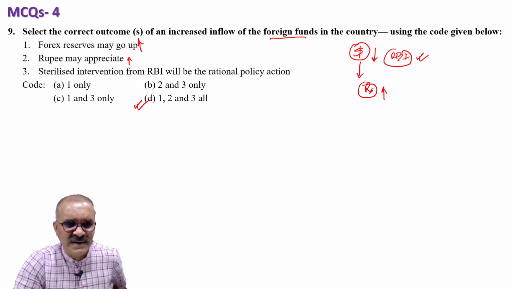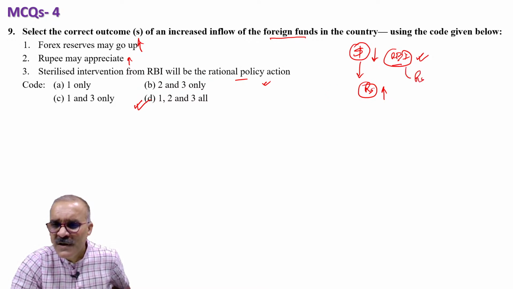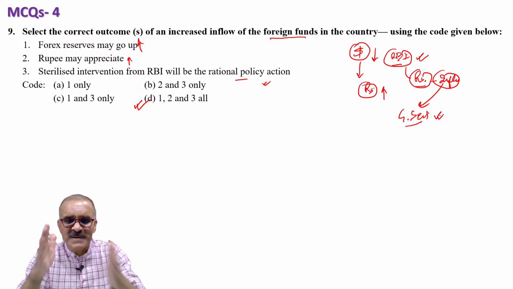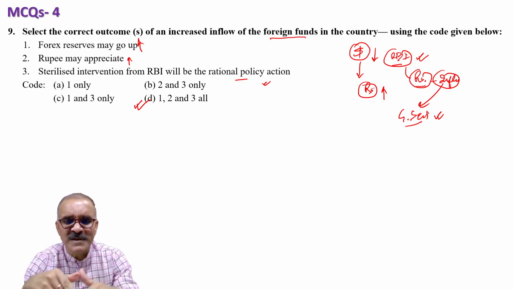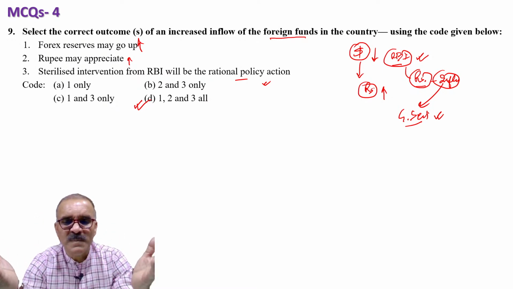The 1 and 2 are correct. A sterilized intervention from RBI will be a rational policy action. Why? Because if RBI starts purchasing dollars, it will release rupees, which will inflate inflation. So RBI will start sucking out rupees by selling government securities. This is known as sterilized intervention. On one hand, purchasing dollars, releasing rupees to purchase dollars, and the extra rupees which RBI supplies, so that it doesn't increase the inflation rate, RBI buys back by selling government securities in the market.